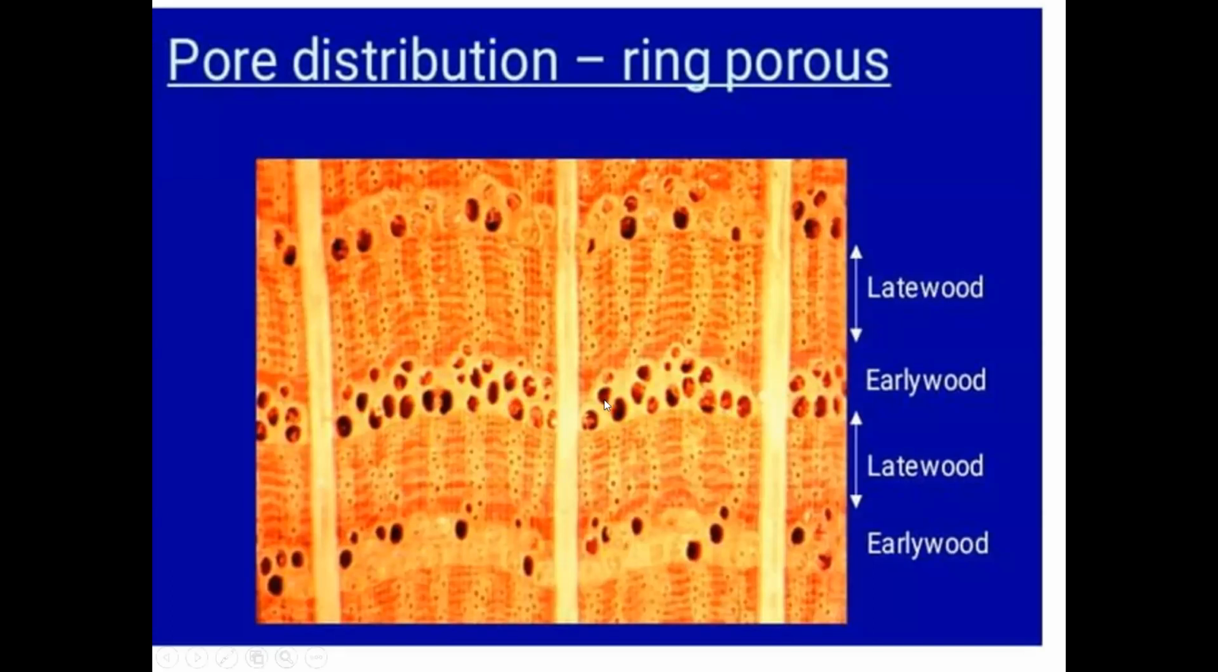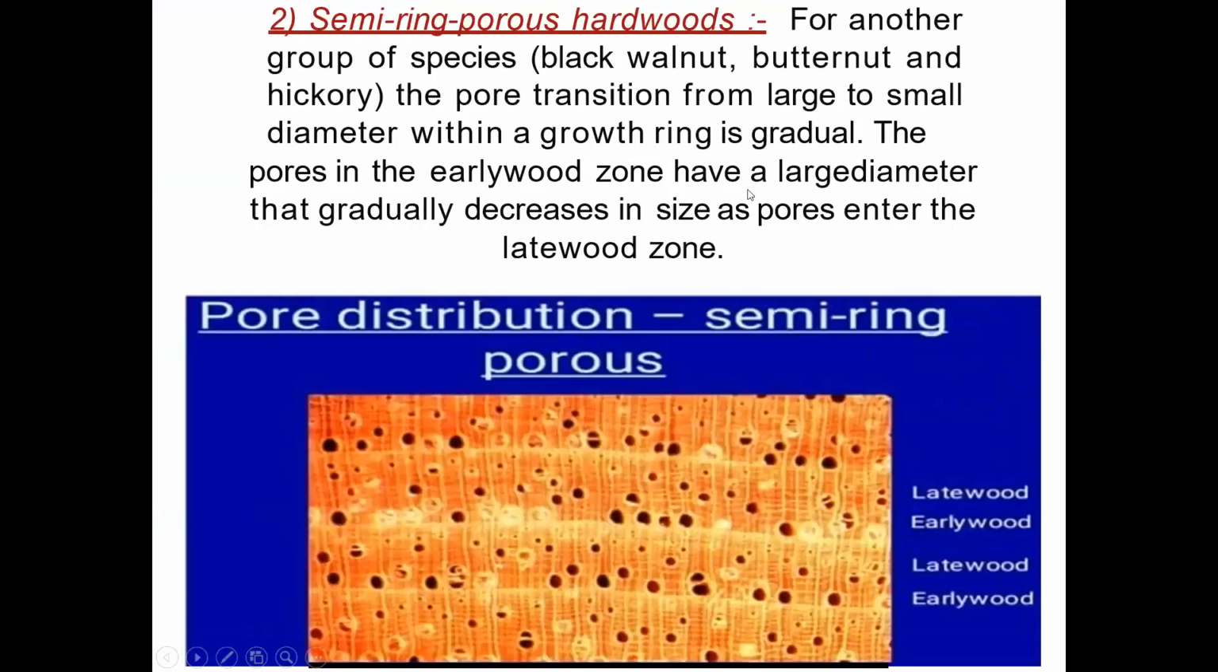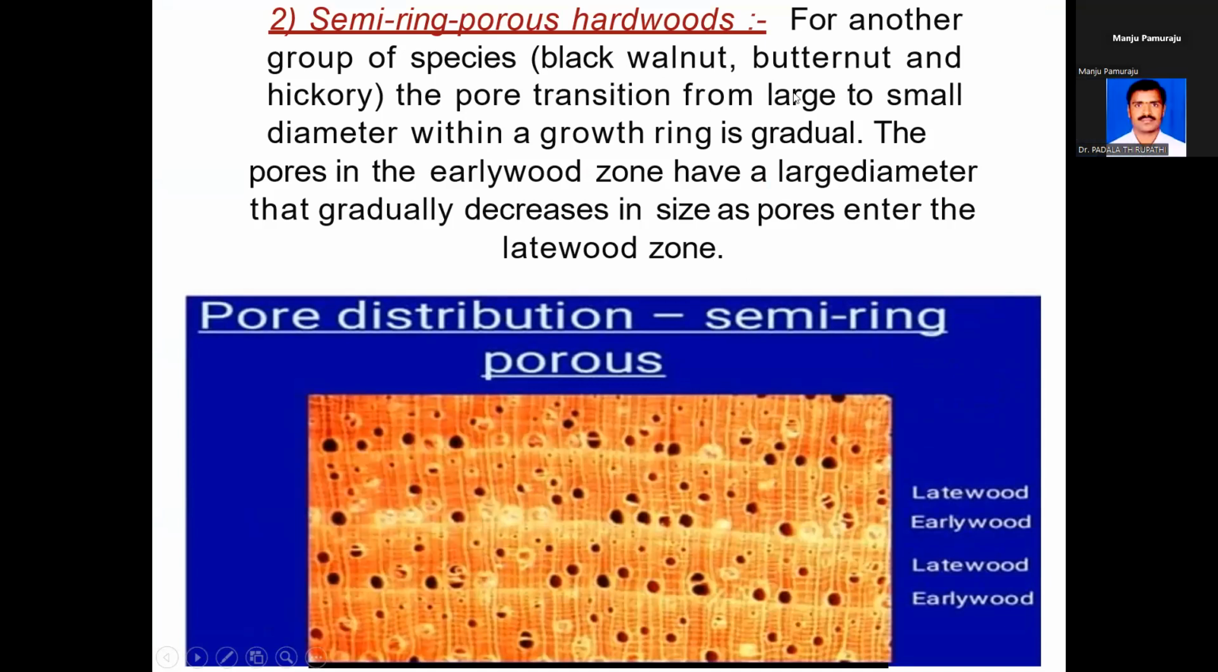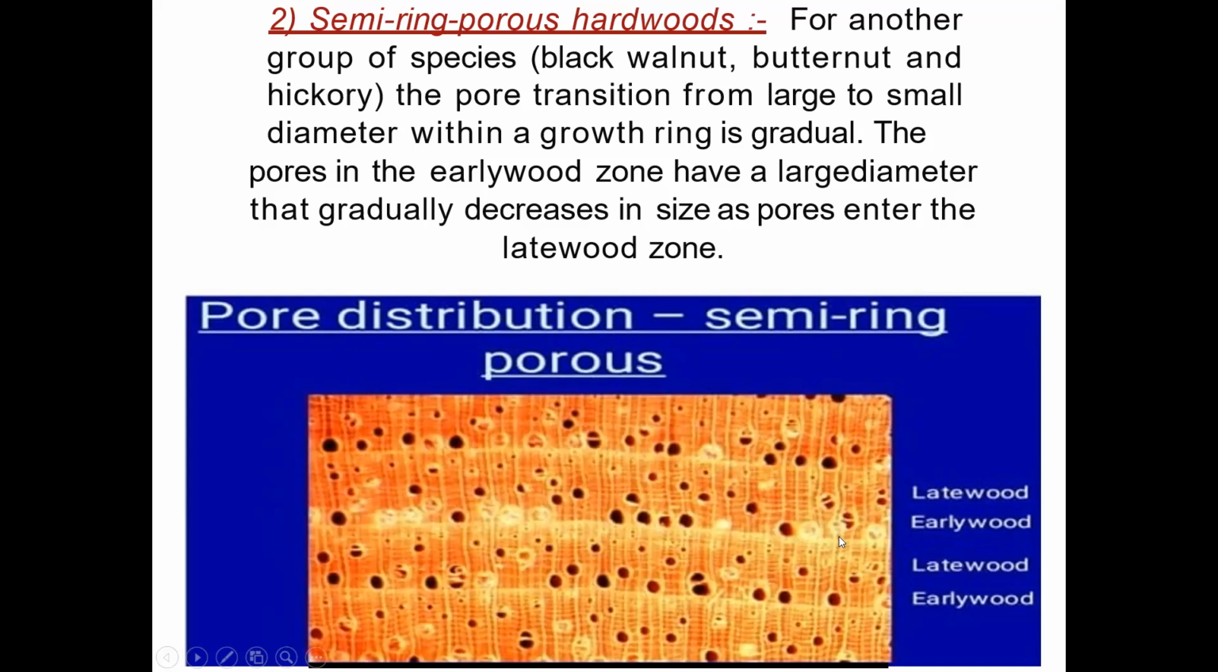Here the pores are larger than those of the late wood. So these are the larger pores, hence it is called ring porous. The next one is semi-ring porous hardwood, seen in black walnut, butternut, and hickory. The pore transition from large to small diameter within the growth ring is gradual. The pores in the early wood zone have a larger diameter that gradually decreases in size as they enter the late wood. In early wood the pores have larger diameter, whereas in late wood they are smaller in size.